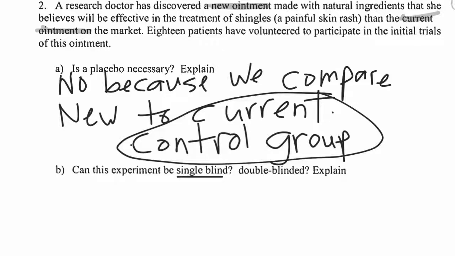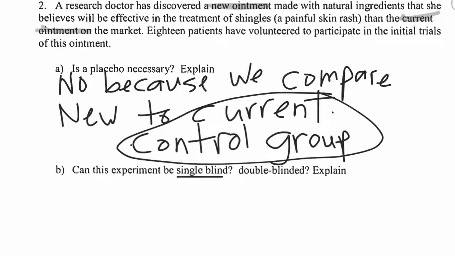Only the patient doesn't know. The patient doesn't know which ointment they're getting. What does double blind mean? That the patient doesn't know, and the doctor who's asking them how they feel and looking at the rash doesn't know either. So, what do you think should happen in this case? Should we blind this so that the patient doesn't know? Yes is the correct answer, and again, why is that? Because pain is a psychological response.